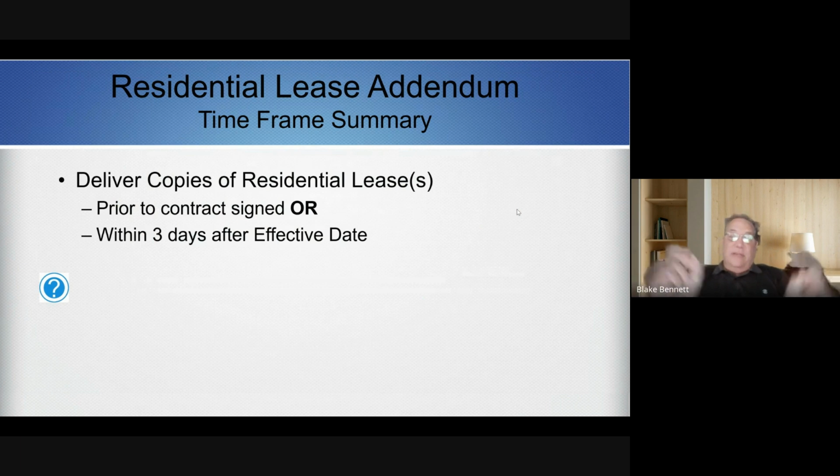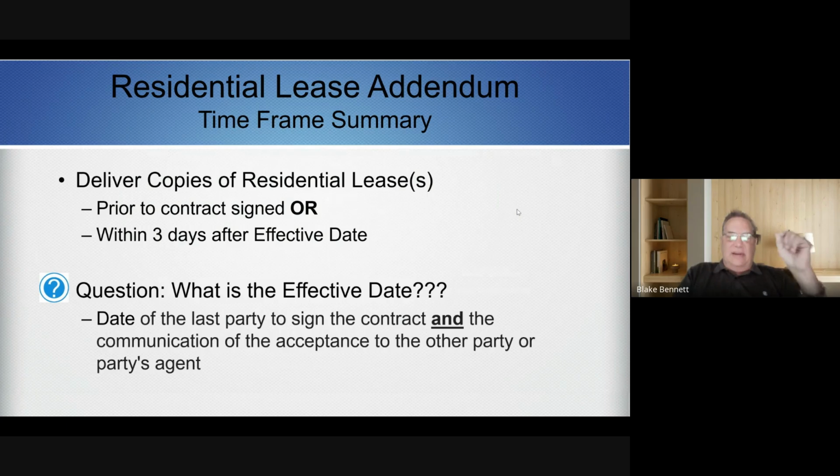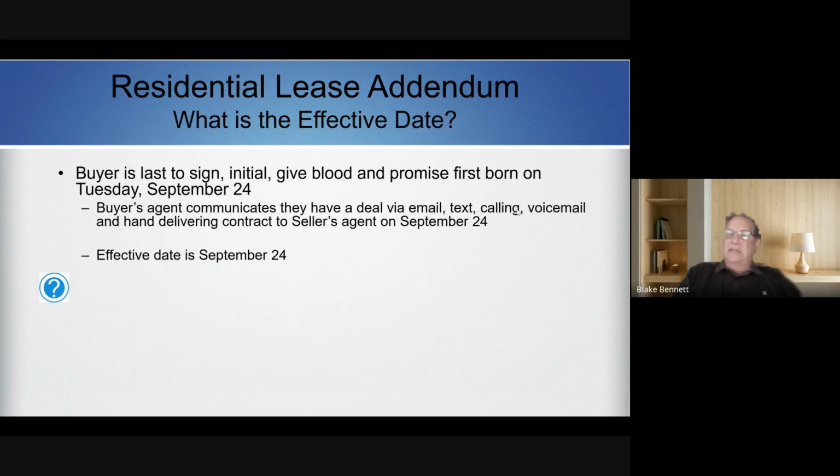Deliver copies of the residential leases prior to the contract being signed or within 3 days of the effective date. And everybody, I'm sure you know what the effective date is. It's the date the last party signs the contract and communicates to the other side that we have a deal. It's not just the signing, you communicate with the other side. That's the effective date. Let's say the buyer's the last one to sign, initial, give blood, promise their firstborn on Tuesday, September 24th. The buyer's agent communicates they've got a deal to the seller. The effective date is September the 24th.